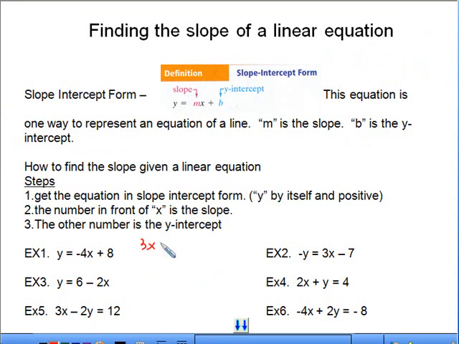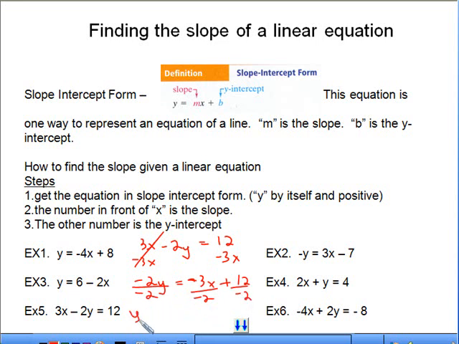So we have 3x minus 2y is equal to 12. So we're going to minus 3x on both sides because we're trying to get y by itself. So we get -2y is equal to -3x plus 12. Divide everything by -2. So y is going to equal 3/2 x. If it doesn't divide evenly, then just leave it a fraction.